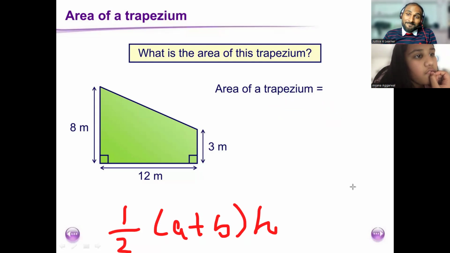Where's the height? A hint for you. I'm giving you a hint. Height is always perpendicular. And how would you find perpendicular? It would always be 90 degrees. So 8 or 3. But in this case we find there are two sides which are parallel and we see 3 and 8. These are parallel. So I know the area.